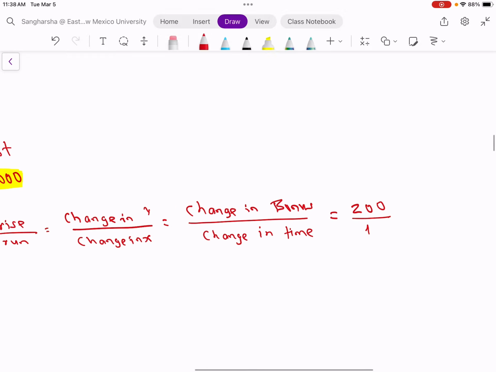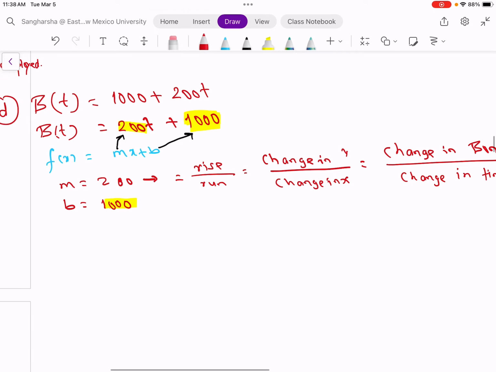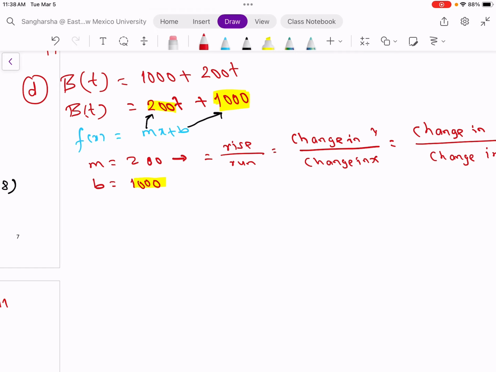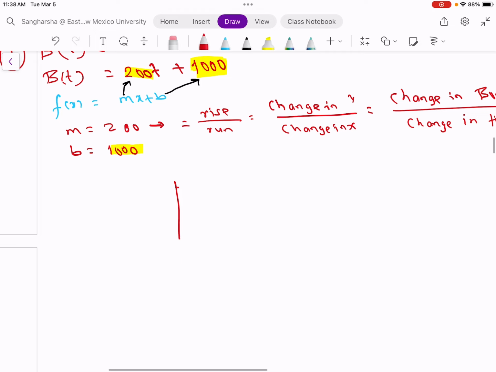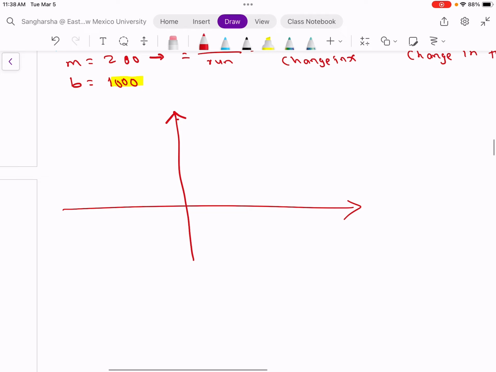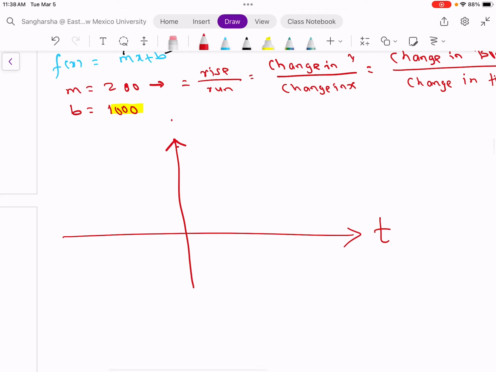Now let's graph this information. We also need a graph, and it's easy. We have a slope and a y-intercept, so it's going to be easy to graph here. What will be our horizontal axis in this case? The horizontal axis is the domain, right? And our domain is time. So t is the horizontal axis. What would be our y-axis? The y-axis is the output. So what is bonus? B of t is the bonus.